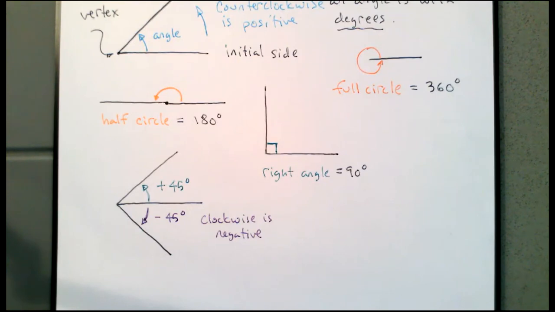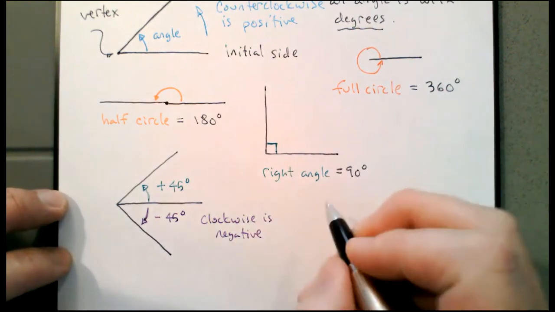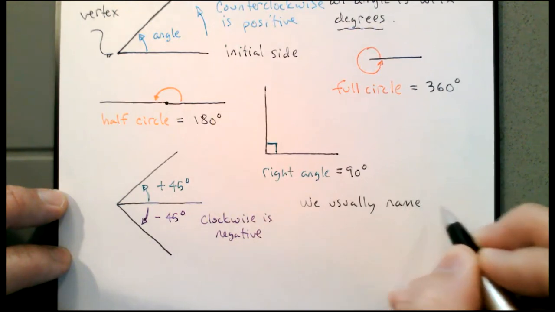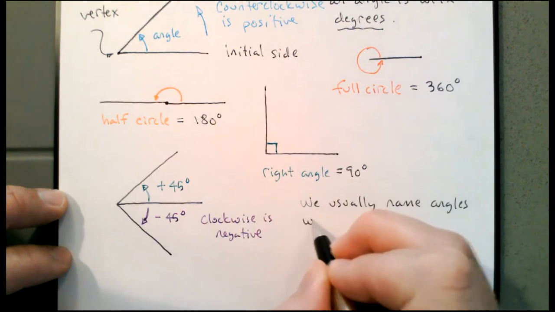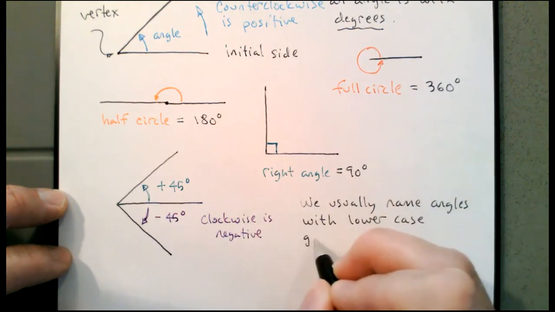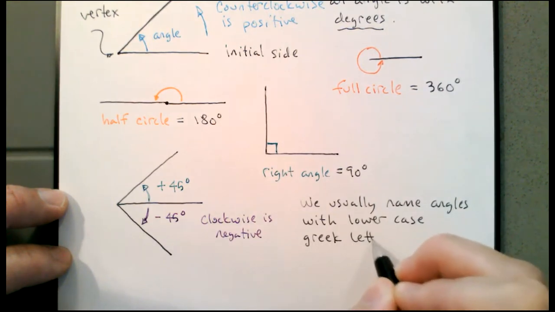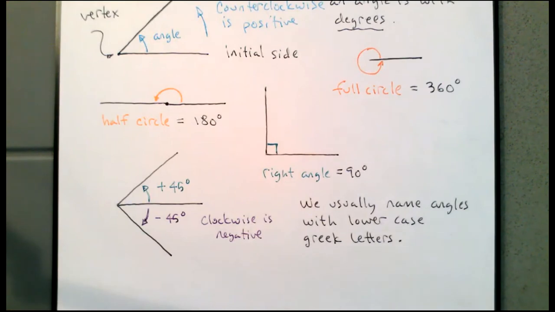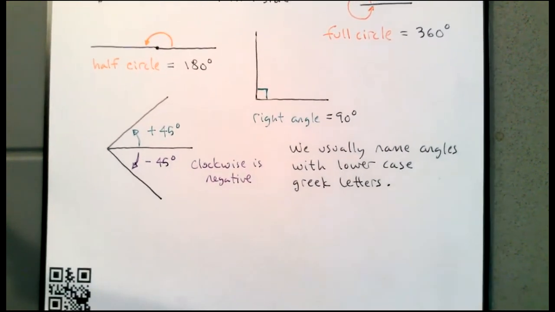Great. Now, since we've been through algebra, we know that we're not always going to have numbers for our angles. We're going to have variable names for angles. We will usually name angles with lowercase Greek letters. So we don't have to learn all of them. We just got to learn some of them.